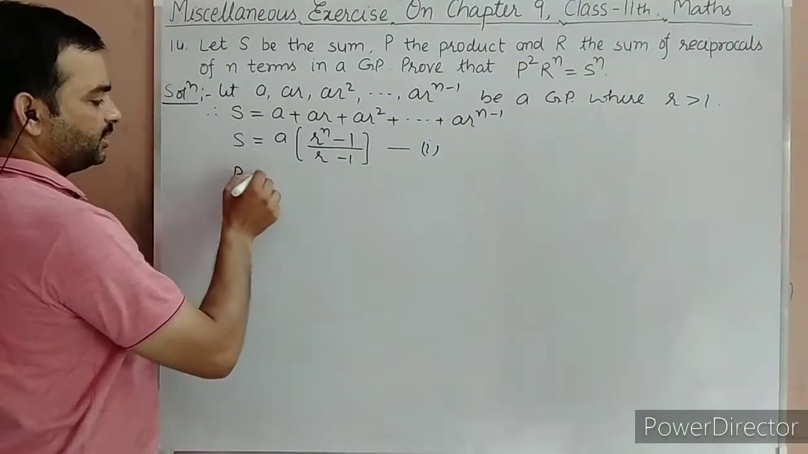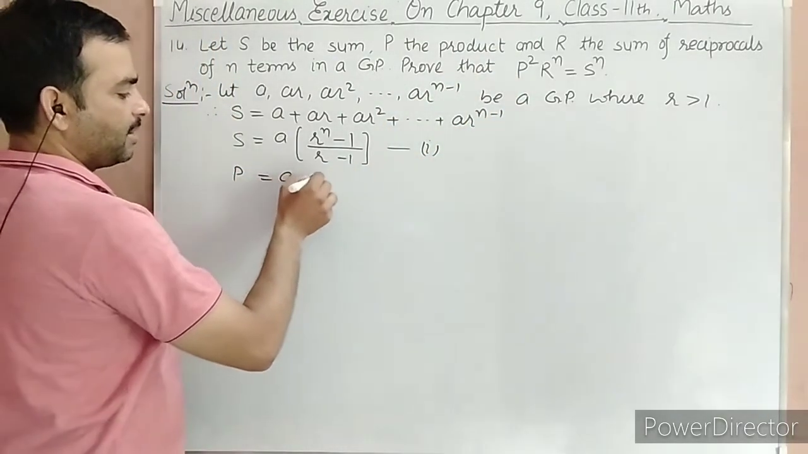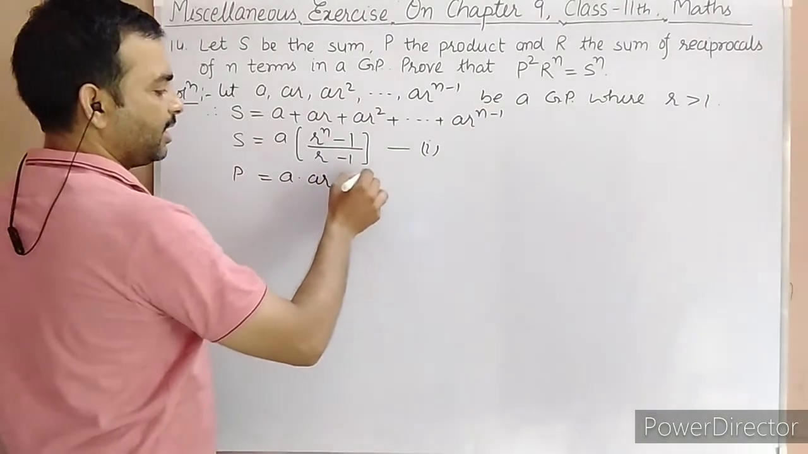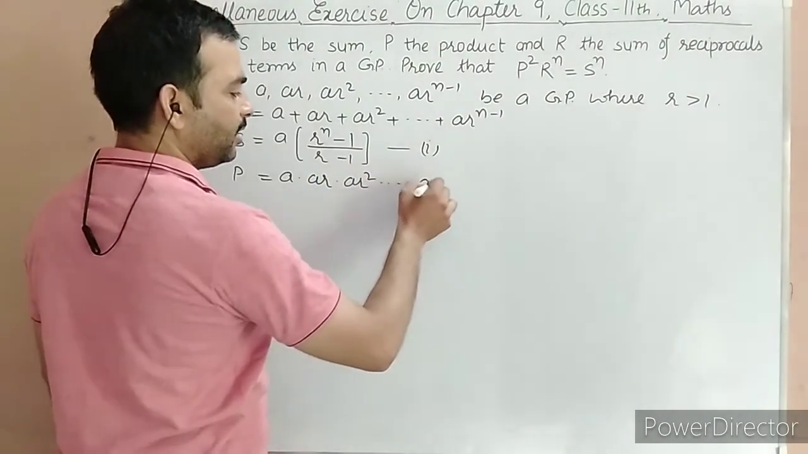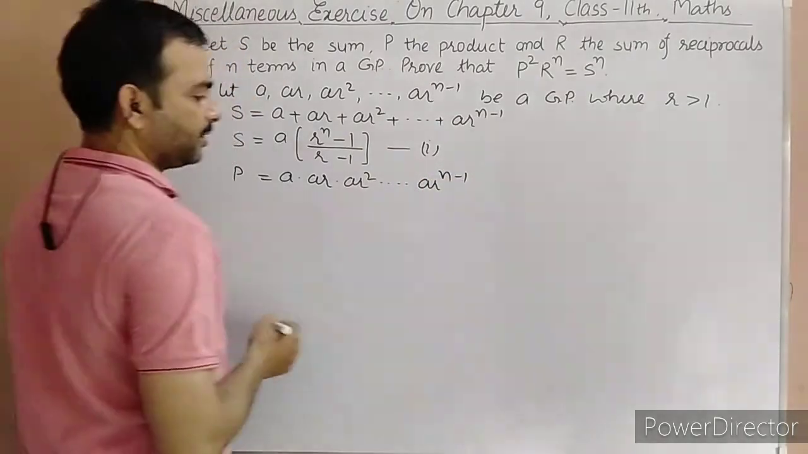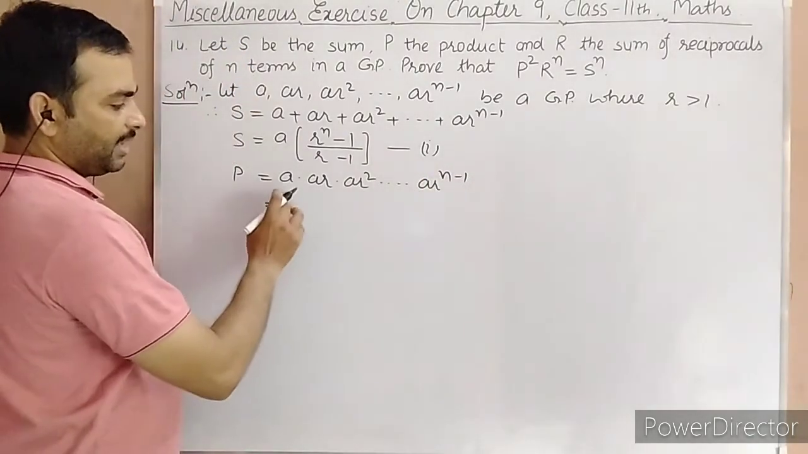Now P, the product. P is equal to a multiplied by ar multiplied by ar square multiplied by and so on multiplied by ar power n minus 1. So there are total n terms.